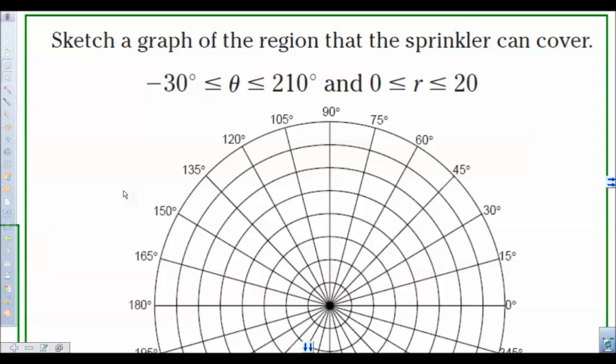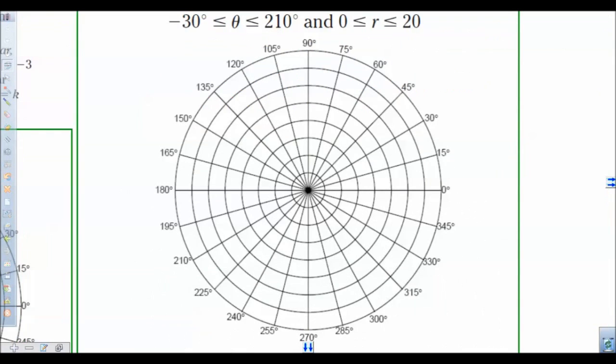So suppose that sprinkler covers the given direction right there, goes from negative 30 degrees to 210 degrees, and then it has a radius that it can cover of a good 20, let's just call it 20 feet. How would that look on that graph of ours? Well, if we had to cover the given direction there, going from negative 30 degrees to 210 degrees, we'd kind of picture it looking something like this.